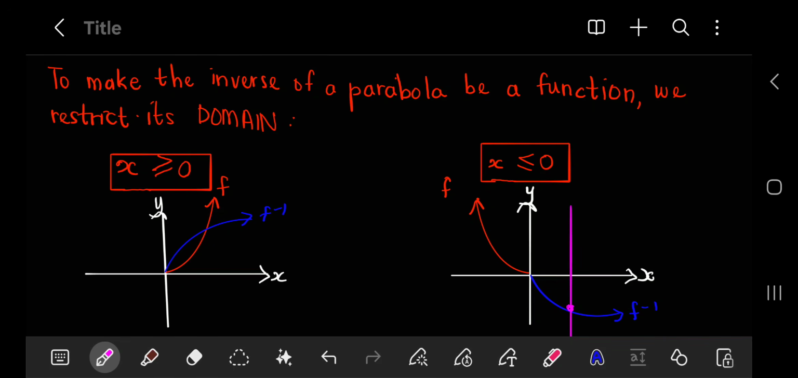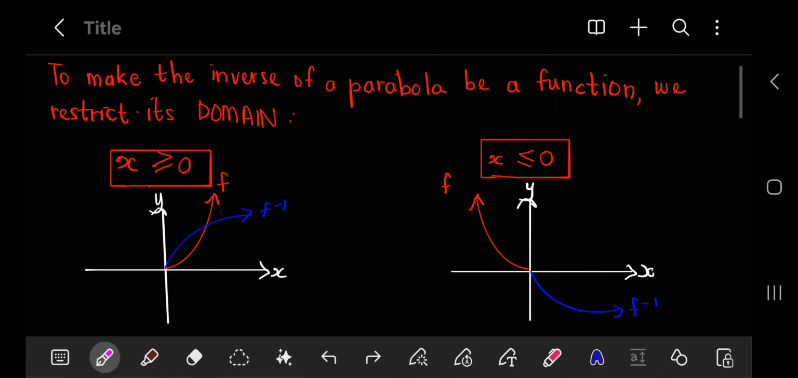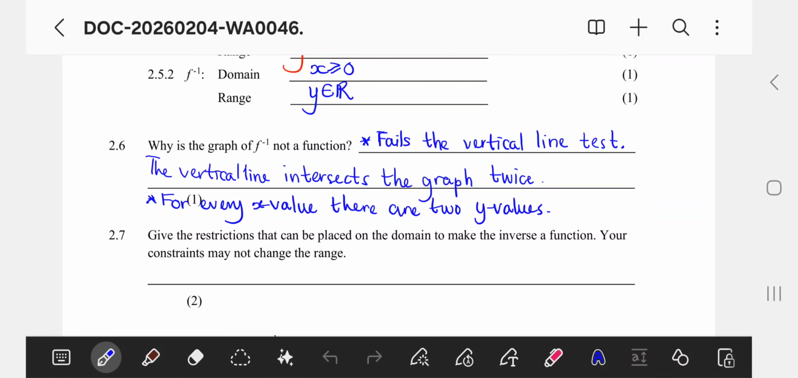We restrict the domain of the parabola. So either we go with x is greater than or equal to 0, or we go with x is less than or equal to 0. Now let's go back to that question. So here it is, 2.7. Give the restrictions that can be placed on the domain to make the inverse a function. So they say that your constraints may not change the range. Notice how all we did was we restricted the domain. We don't touch the range at all, okay? So we're going to say exactly those two conditions that I gave you. We're going to say x is greater than or equal to 0, or x is less than or equal to 0.